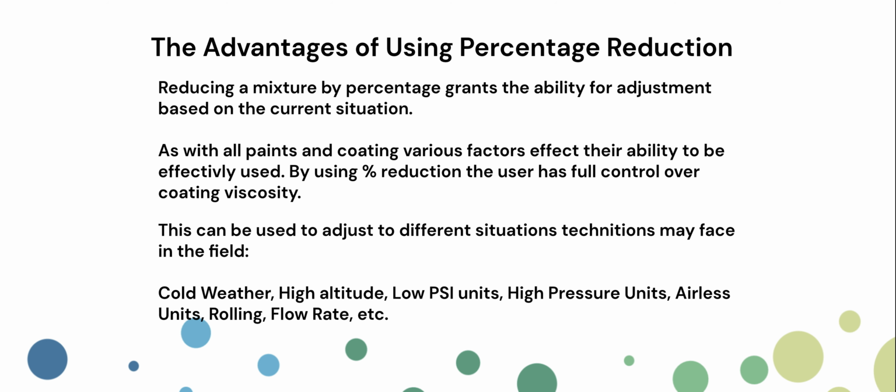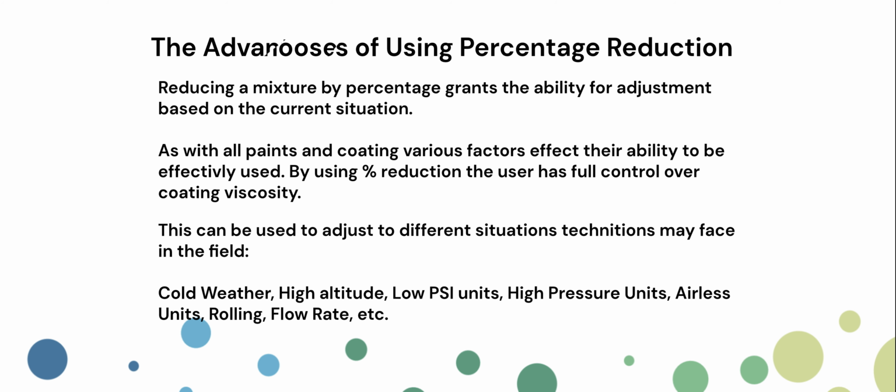Now, going over some of the advantages of using a percentage reduction. Reducing a mixture by a percentage grants the ability for adjustment, mainly based on the current situation. As with all paints and coatings, various factors affect their ability to be effectively used. By using a percentage reduction, the user has full control over their coating viscosity. And this can be used to adjust for different situations that technicians may face in the field, whether it's cold weather, high altitude, lower PSI units, high pressure units, airless units, rolling, flow rate, etc.